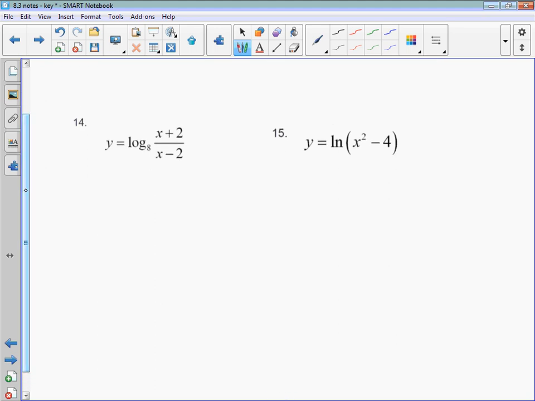Okay, guys, so still domain here. I'm going to have you try 14 and 15. Don't get freaked out because I've got a natural log. Base 8, that part does not matter. 14 is a little trickier.